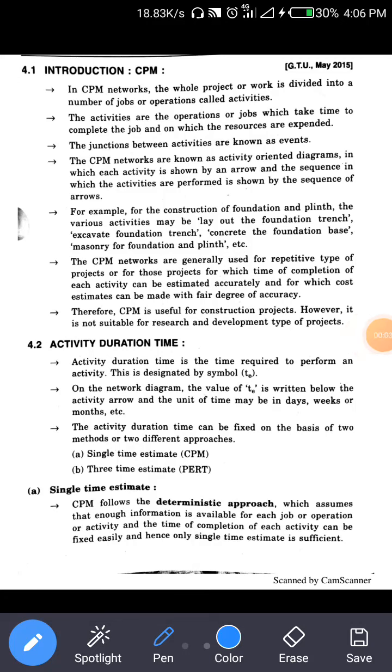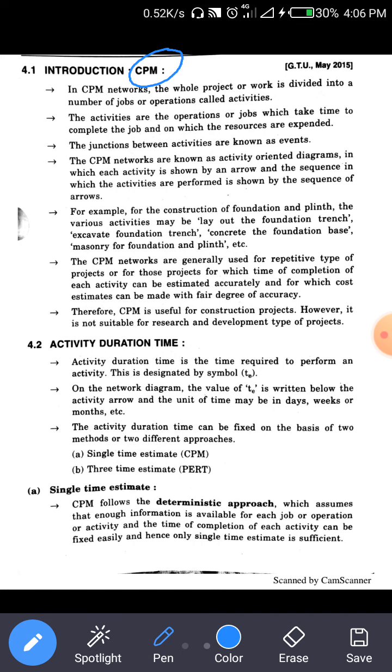Hello students, today we start a new topic of the construction management subject, and the topic is CPM. So first of all, what is CPM? CPM is the critical path method. In a CPM network, the whole project is divided into a number of jobs or operations called activities.